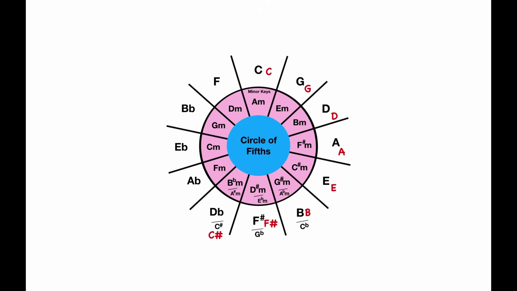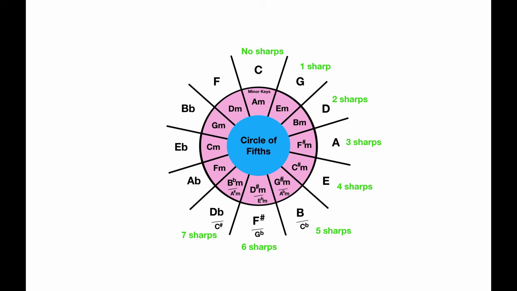So if I pop them onto the diagram, you can see it moves clockwise: C, G, D, A, E, B, F sharp, C sharp. So when we're looking at our sharp key signatures, we're looking to the right of the circle. So the C major at the top has no sharps, the G then has 1 sharp, the D has 2, A has 3, E has 4, B has 5, F sharp has 6 and D flat, C sharp has 7. Remember, we're working in sharps. We're not looking at the flat keys at the moment, just the sharp keys.